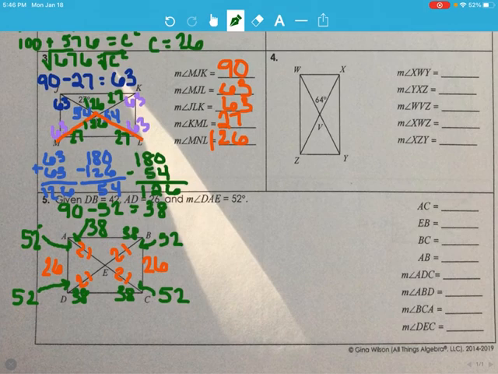Okay, let's start answering some questions. AC, where's AC? Well, AC is right there. 21 and 21 is 42, just like that other diagonal. Next, EB. E to B, I filled it out, it's 21. BC, B to C, 26. AB, right there.